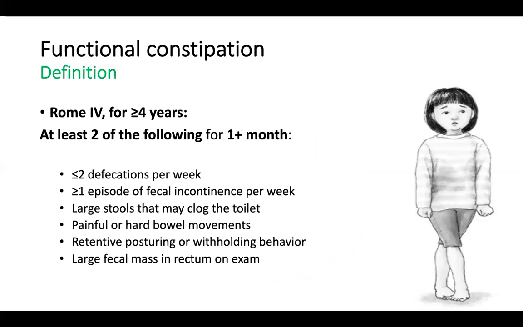Functional constipation definition by Rome IV criteria: for 4 years of age or older, at least 2 of the following for 1 month or more. 2 or fewer defecations per week, 1 or more episodes of fecal incontinence per week, large stools that may clog the toilet, painful or hard bowel movements, retentive posturing like the one in the picture here, stiff and crossed legs or extended legs, and a large fecal mass in the rectum on exam.